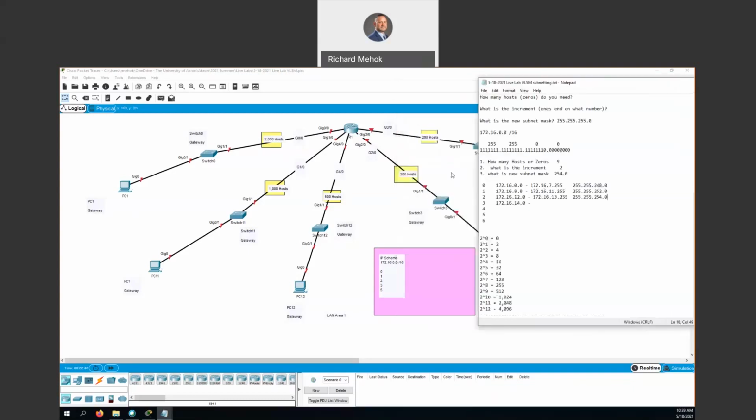And then if we look at our 1, 2, 3, fourth network, it needs 200. So once again, we go to the chart. This one should be very familiar to you. So how many zeros do we need? We need 8. What is our increment? Well, where does the 1 stop at? Stops on the 1 bit, so the increment is 1. New subnet mask would be 255.